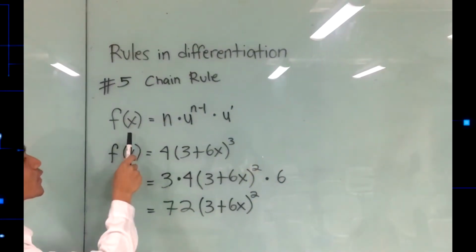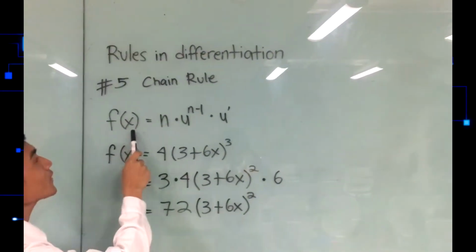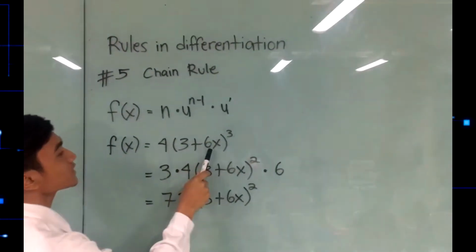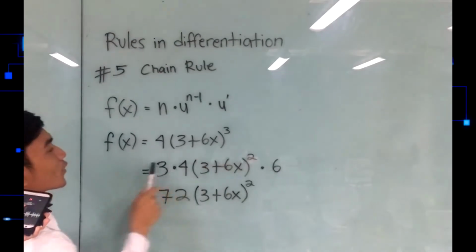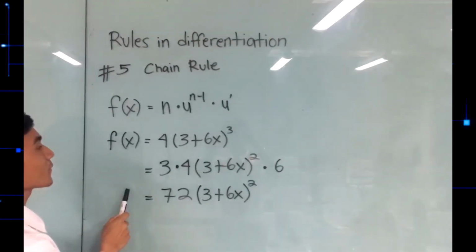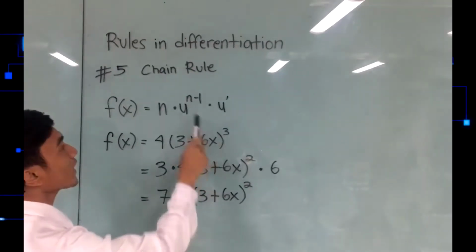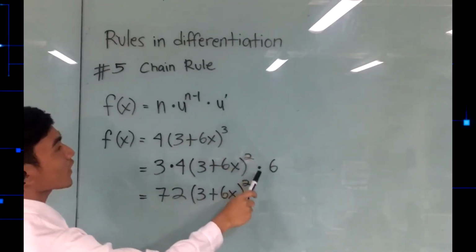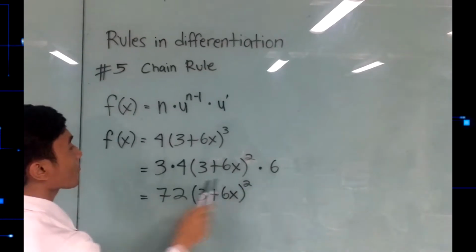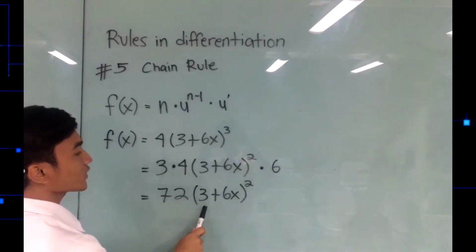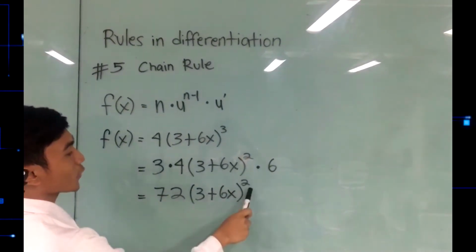Chain rule. For example, f of x is equal to 4 times 3 plus 6x raised to 3. We're going to apply the chain rule: n times u raised to n minus 1 times the derivative of u. And the answer is 72 times the quantity 3 plus 6x squared.